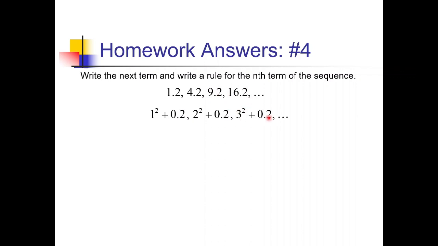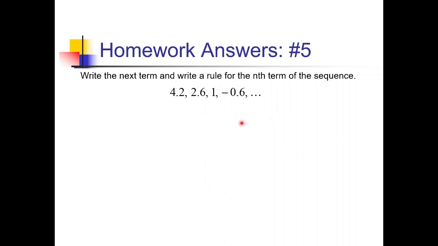So I think we're seeing the pattern here. The next one after the 16.2, we would need to do 5 squared plus 0.2. That's going to be 25.2. And then for the rule for the nth term of the sequence, we're just going to have n squared plus 0.2. We can write a sub n or f of n equals that.